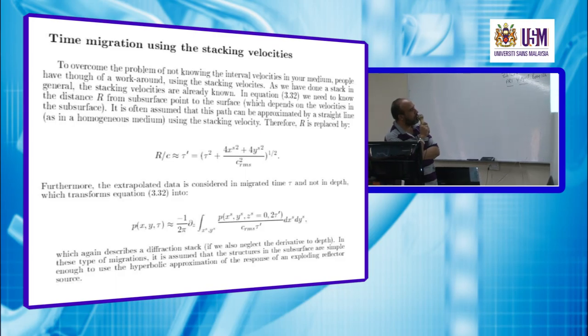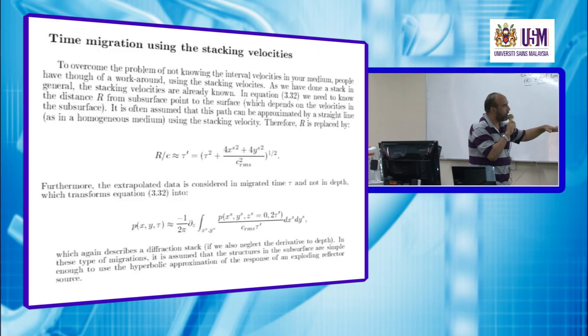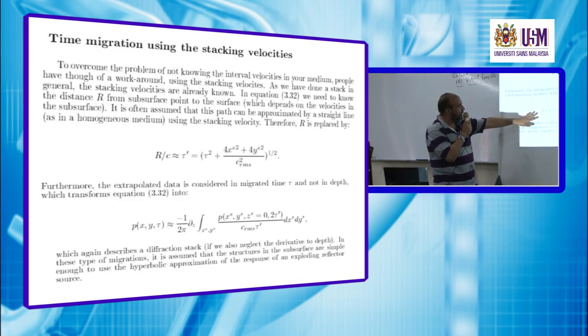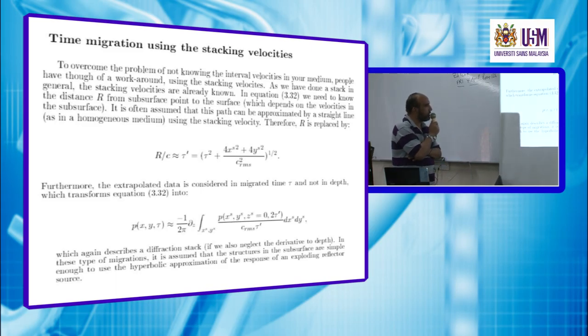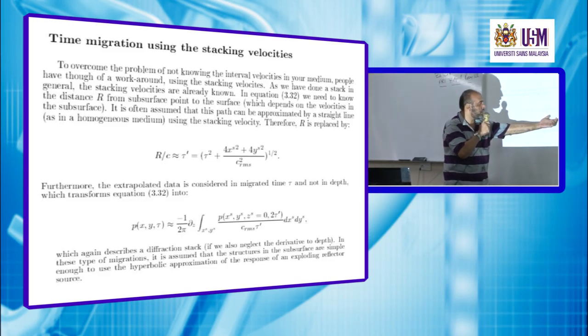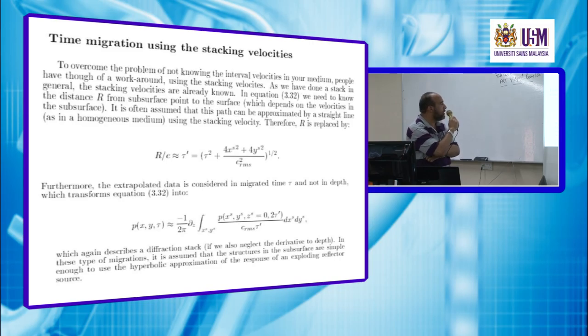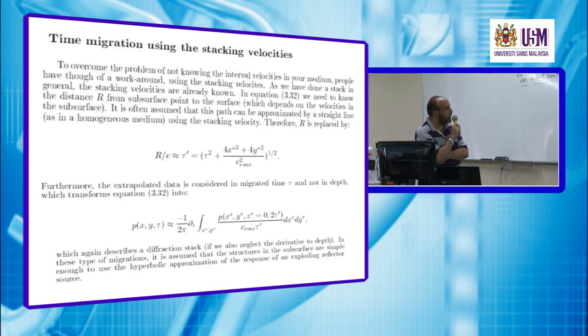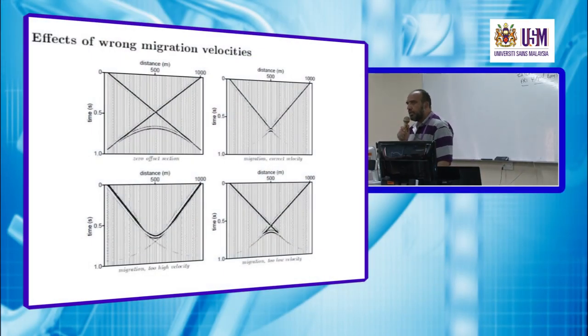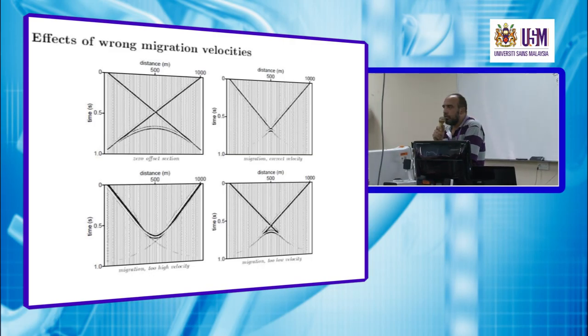Which transforms the equations, we have the previous equation for the migration. P(x, y, tau) instead of z equals minus 1 divided by 2y, and this is the relation for downward extrapolation. Again, which describes a diffraction stack if we also neglect the derivative to depth. In this type of migration, it's assumed that the structure in the subsurface is simple enough to use the hyperbolic approximation of the response of an exploding reflector source. So if the subsurface is not simple, we cannot use the relation so far discussed.